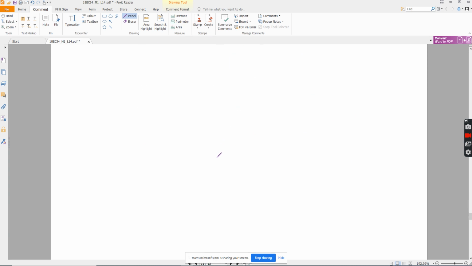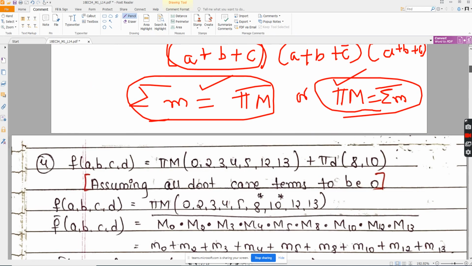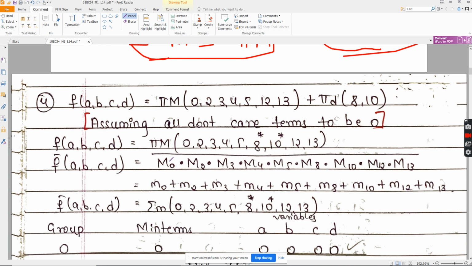I'll come back to my notes. This completes your module 1. I repeat, this completes your module 1. See here, I have written the same equation. You have to write this.